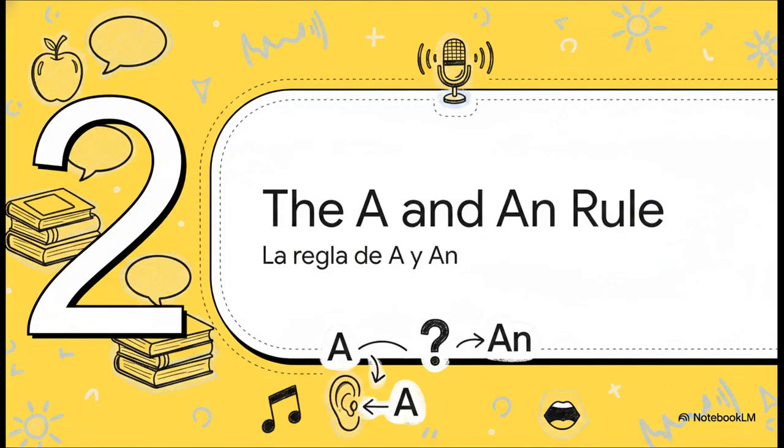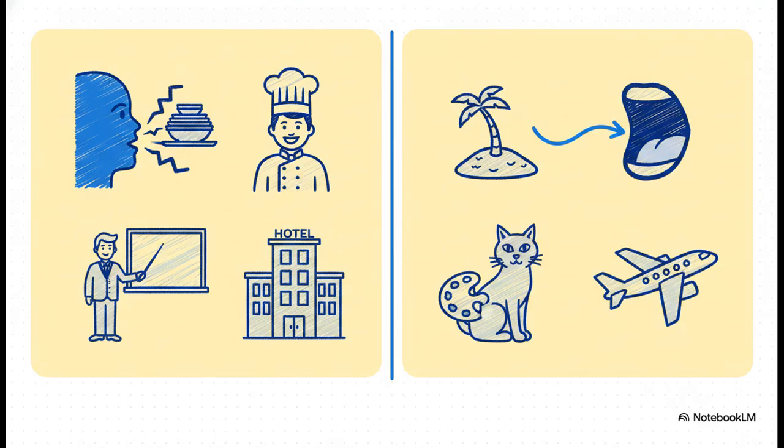Section 2. The a and an rule. All right, so when do we actually use a? We use it right before words that kick off with a consonant sound. Think about it. A waiter, a chef, a hotel, a teacher. You can literally feel your mouth creating a tiny bit of friction on those first sounds.